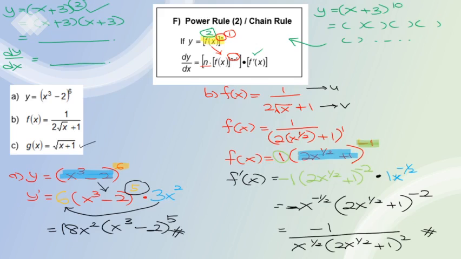Okay, next for B. Okay, fx equals to 1 over 2 square root x plus 1. So be careful, the square root goes only up to x. Okay.